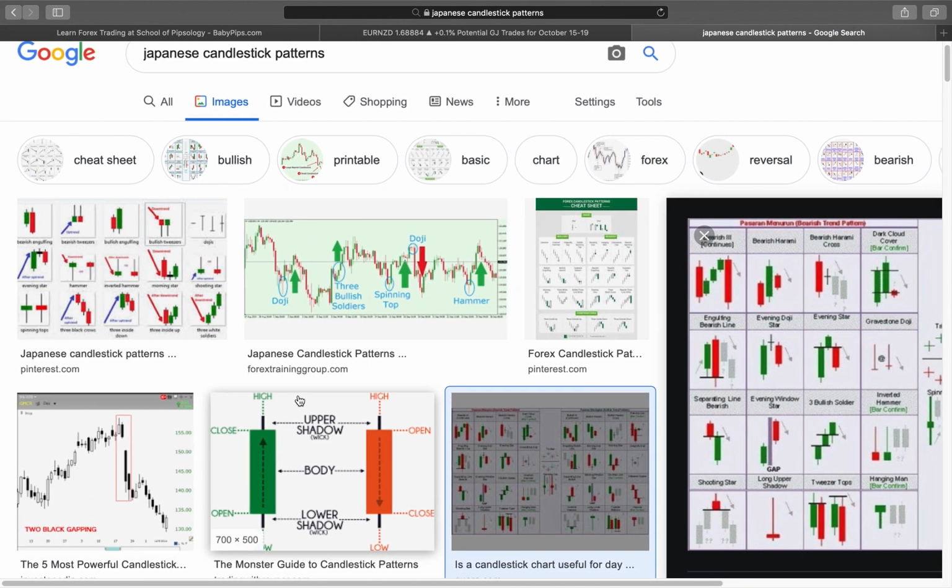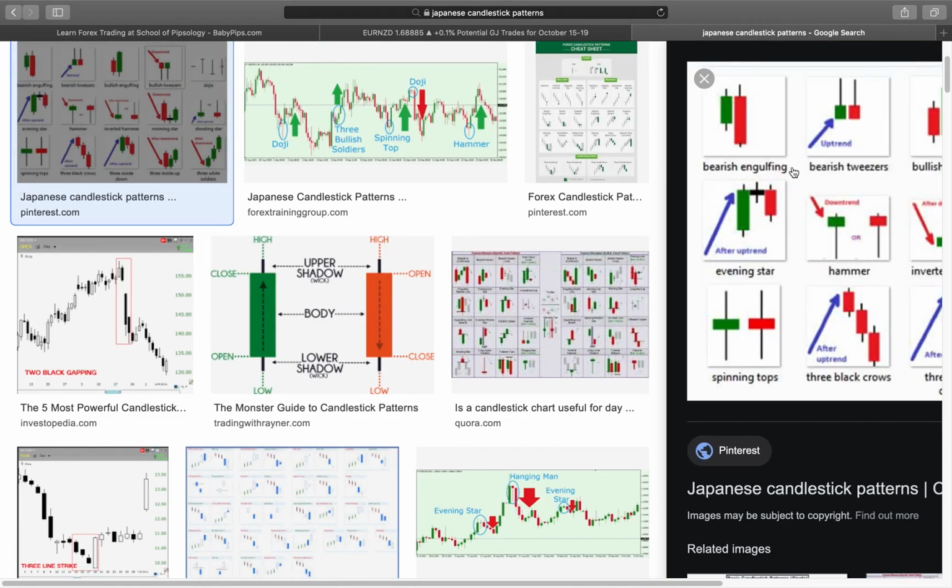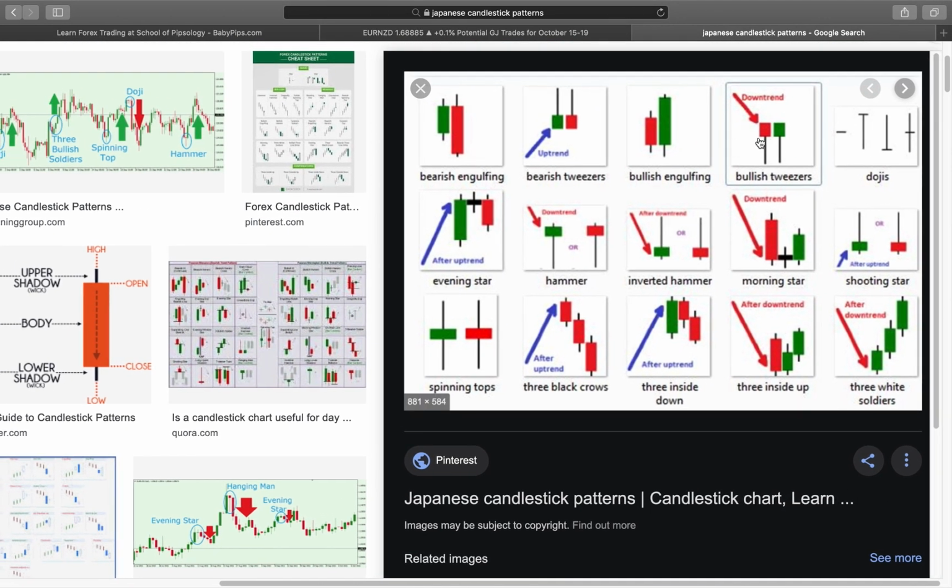So yeah, these are Japanese candlesticks. There's a lot more patterns, like bullish tweezers are also really good. Same with bearish tweezers. It shows you that price pushed up, sellers came in, so they closed bearish, and then price pushed up again, sellers came in and they closed. So we could not break this level.